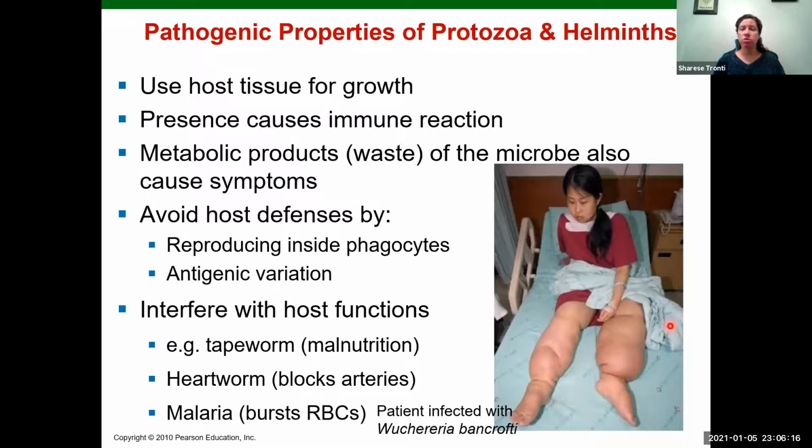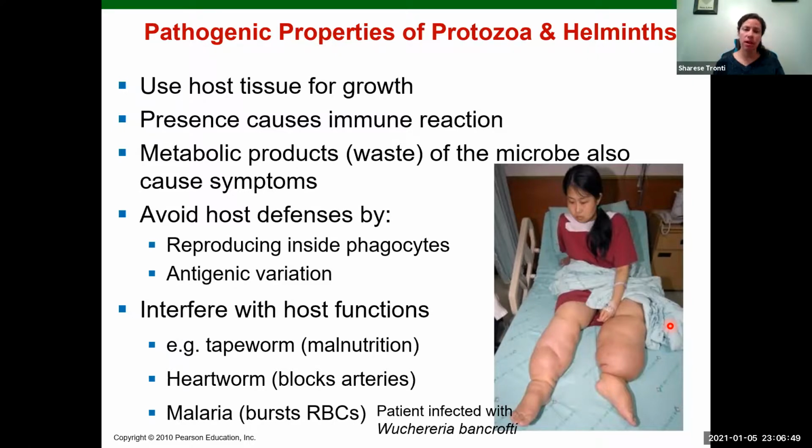And then there's also protozoa and helminths. Both of these are going to use the host tissue for growth, so they use the host tissue for nutrients. And then their presence is going to cause an immune reaction. The body wants to try to kill the protozoa or the helminths that are in the body, so it's going to mount an immune response against them. The metabolic products of these microbes can cause symptoms.